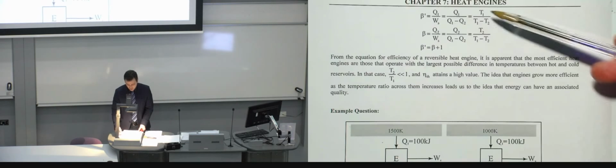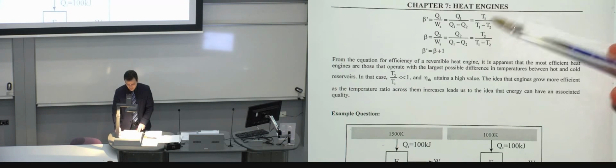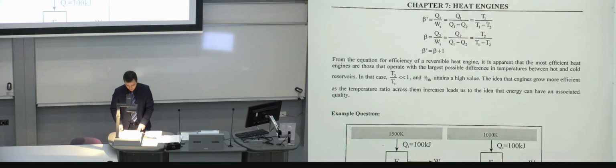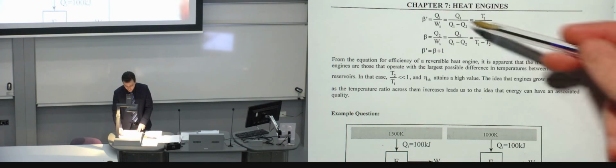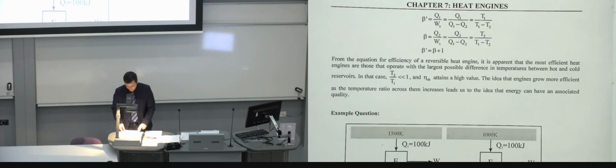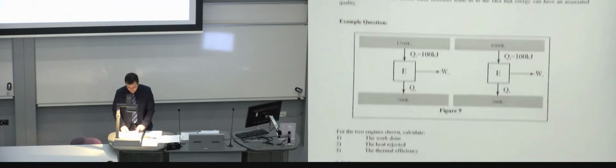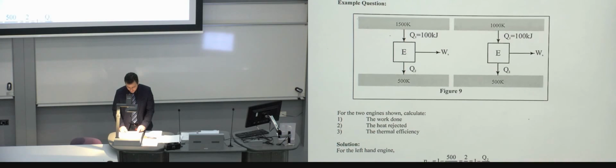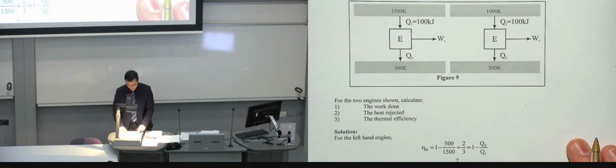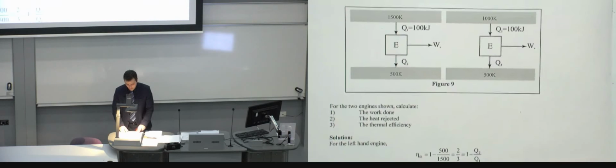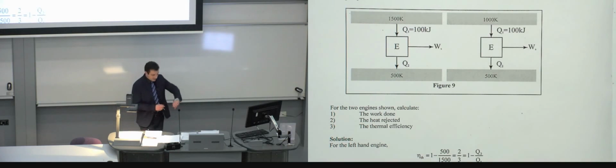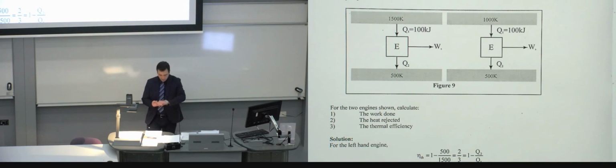This is just an extension of the other equations for the beta and beta dash. So it just shows that wherever you have Q, you can replace it with T. And the reason why it's important is actually demonstrated in this example here.